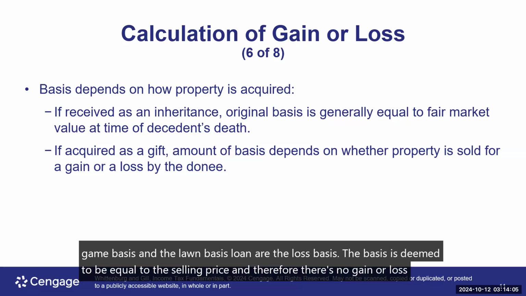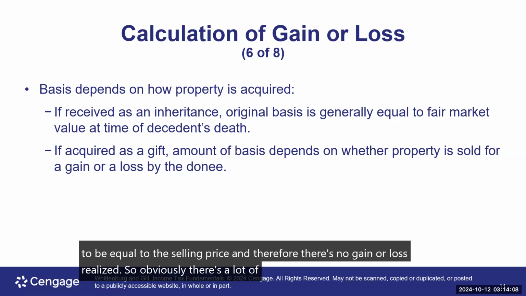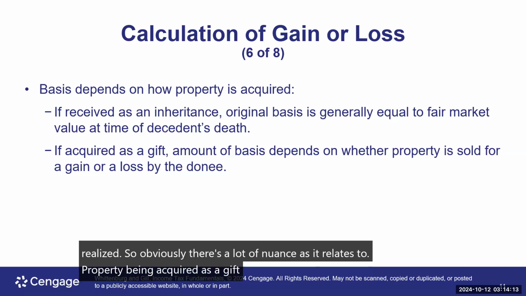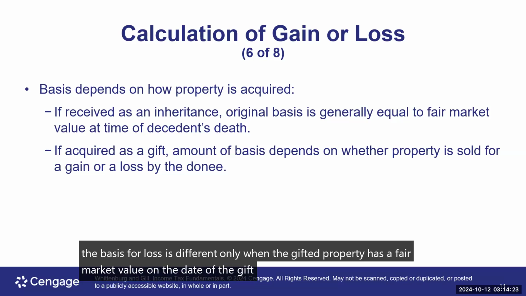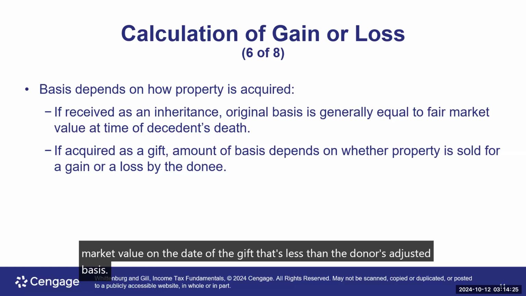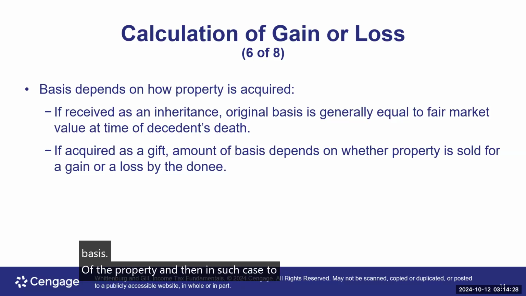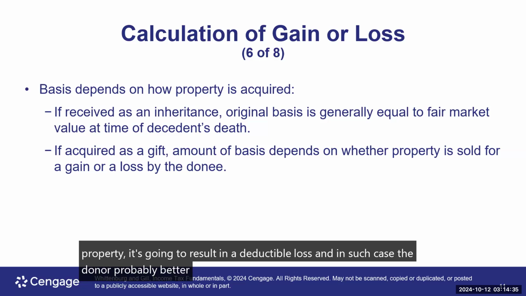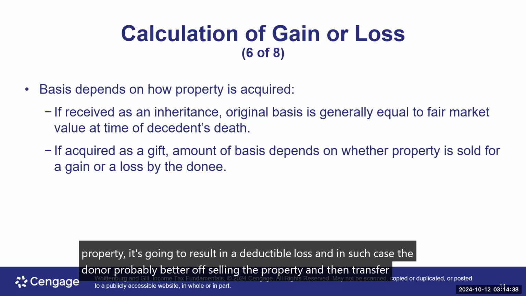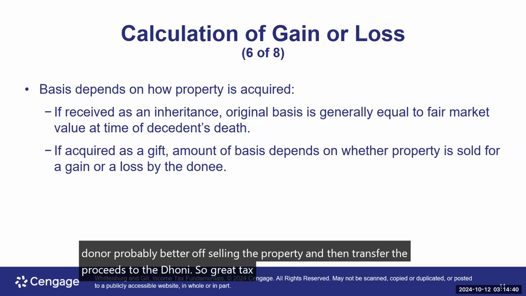So obviously, there's a lot of nuance as it relates to property being acquired as a gift, but just note that the basis for gain and the basis for loss is different only when the gifted property has a fair market value on the date of the gift that's less than the donor's adjusted basis of the property. And in such case, to that extent, the donor sold the property, it's going to result in a deductible loss. And in such case, the donor will probably be better off selling the property and then transferring the proceeds to the donee. So great tax planning opportunity.